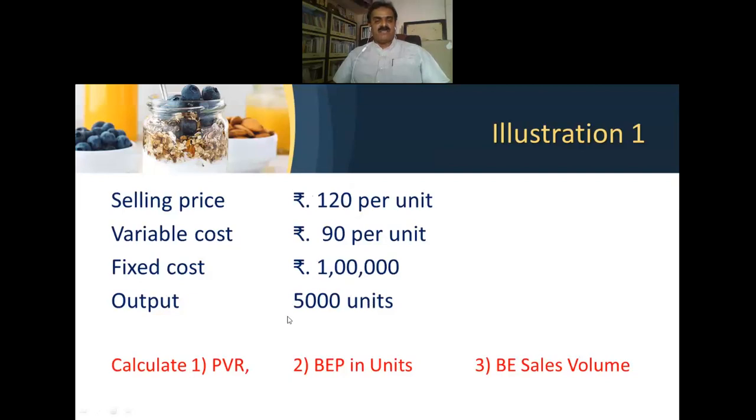See, 5,000 units were sold at the rate of 120 rupees, which gives a sales volume of around 6 lakhs. These 5,000 units are manufactured with a variable cost of 90 rupees, which comes to 4.5 lakhs, and your fixed cost comes to 1 lakh. So what exactly is the profit you are going to derive for these 5,000 units produced and sold?